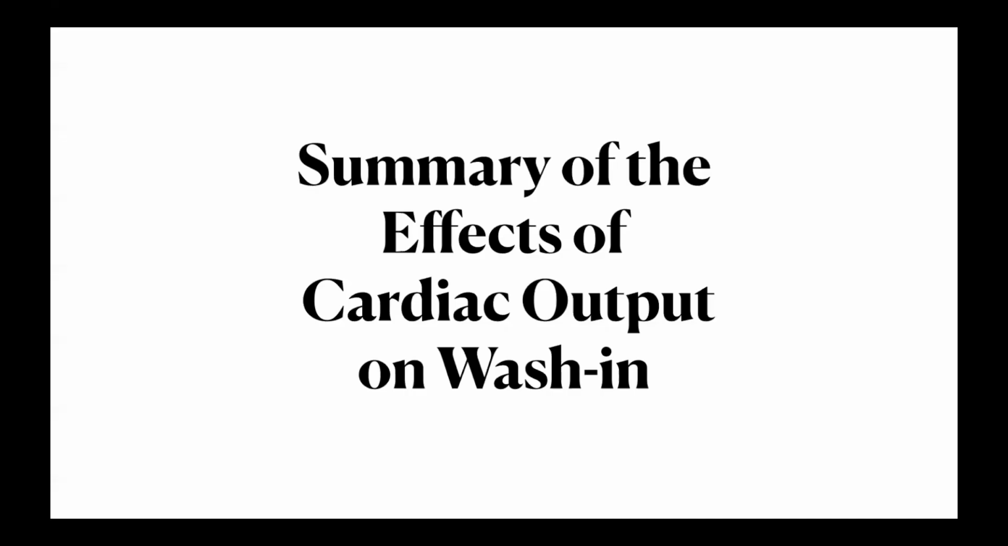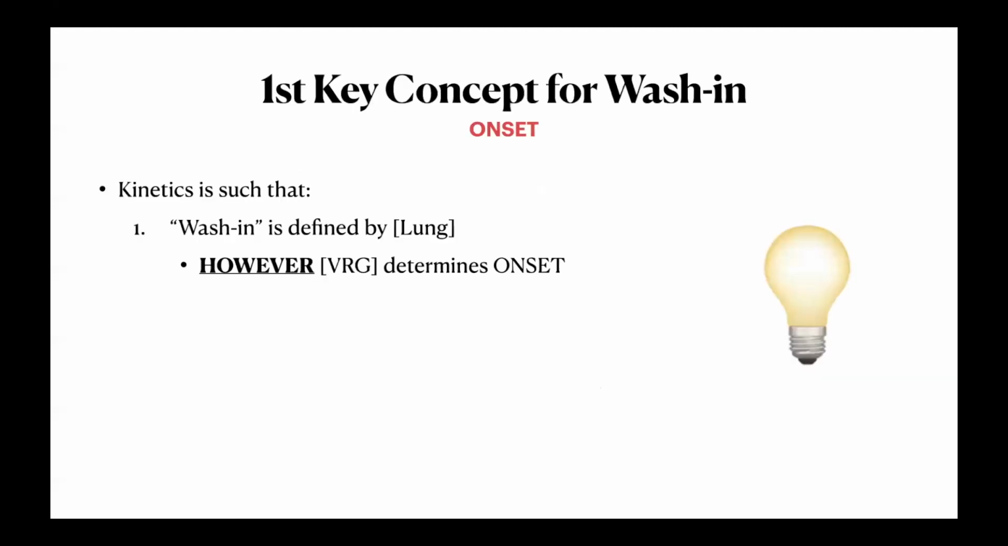So this is the summary of the effects of cardiac output on washing. The first key concept I want you to understand is that when we talk about washing, it's often defined by the concentration in the lung or the alveolar partial pressure. And I think that is really, really important for you guys to understand. However, clinically, it's the partial pressure in the vessel rich group or the partial pressure in the brain which determines onset. So those two ideas are different, but we use them synonymously.